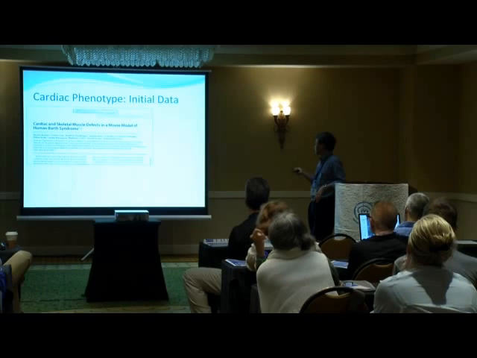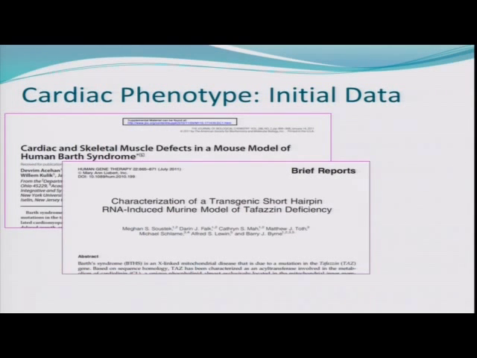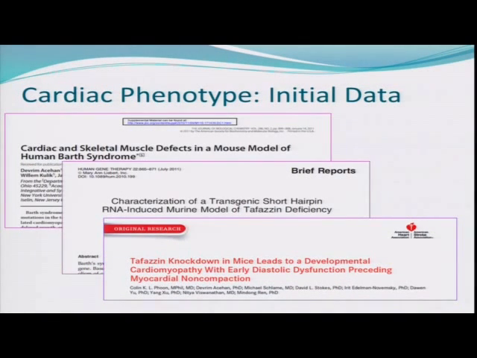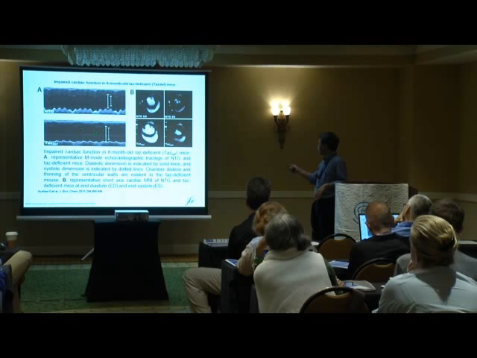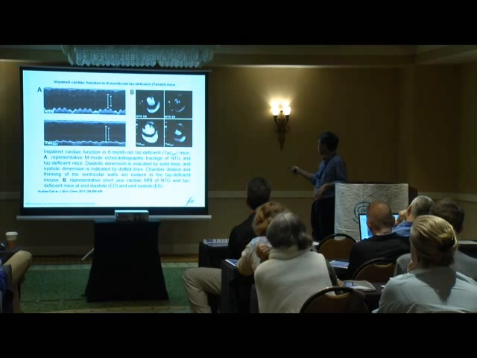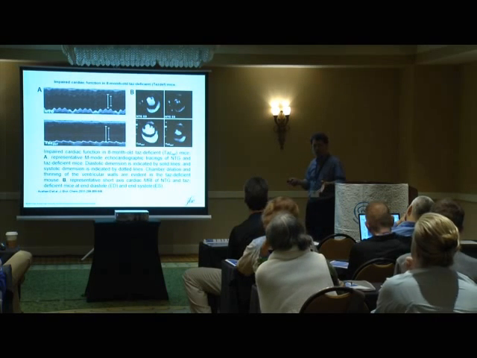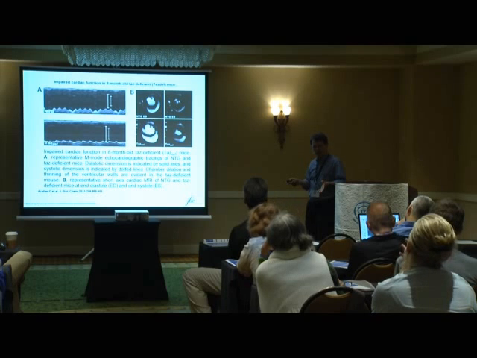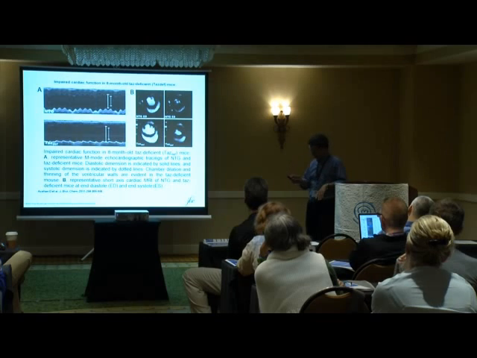So the initial data, as I said, this is Zaza's initial paper in JBC. This is Barry's in Human Gene Therapy, and ours came out in Journal of the American Heart Association. These all came out within 1 or 2 years of each other. This is the key figure from Zaza's original paper that basically shows a dilated cardiomyopathy. Here's mouse MRI, and what it shows, first of all, it took about 8 months before you could see this mild cardiomyopathy. And it's a dilated cardiomyopathy with thinning of the myocardium.